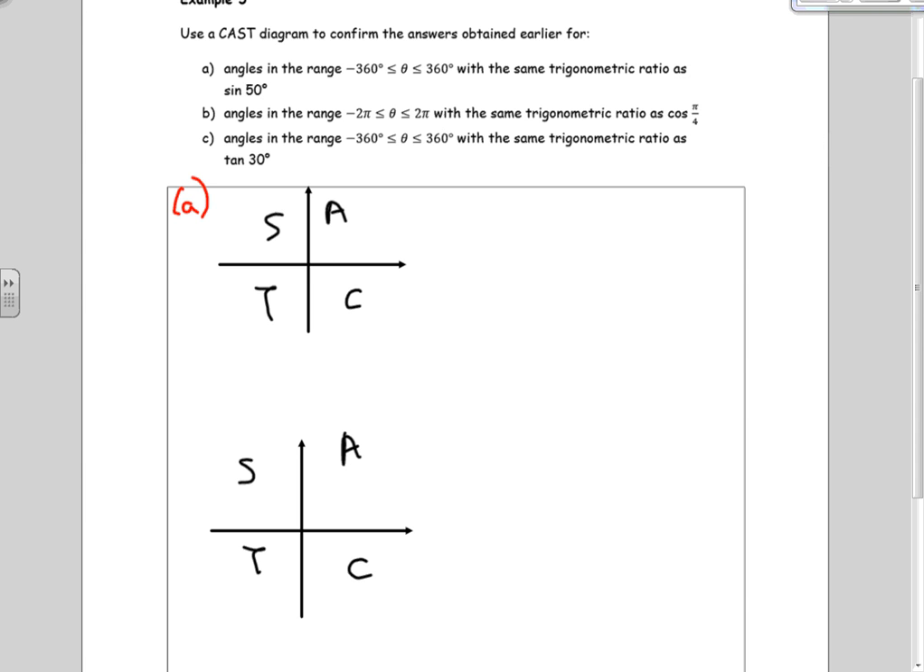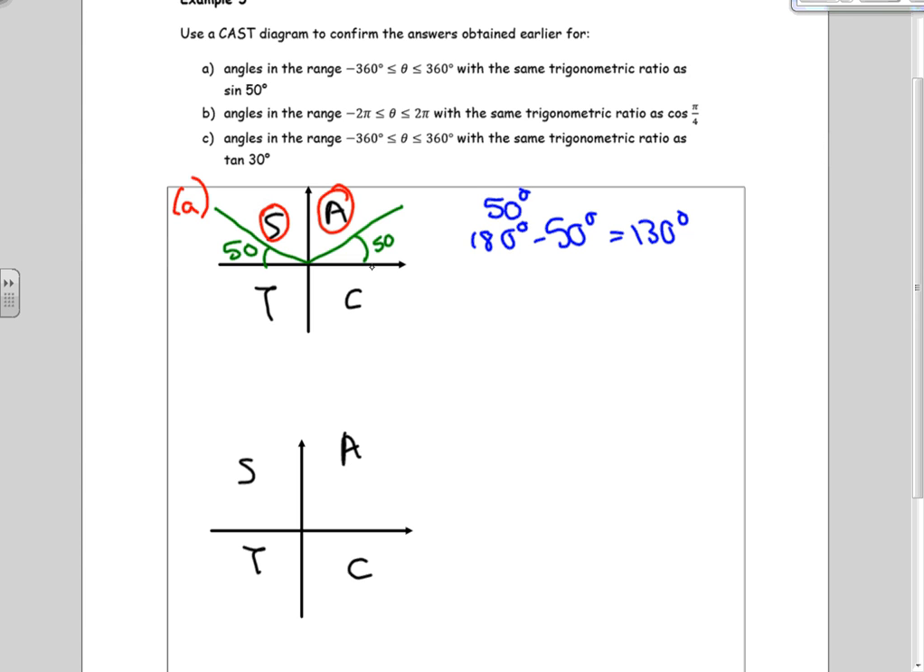So here we start off with sine of 50 degrees. So we're going to go 50 degrees from this axis here, and we're going to go 50 degrees from this axis here, because sine is positive in all and sine. So working our way around, we have 50 degrees, we have 180 degrees minus 50 degrees, which gives us 130 degrees.